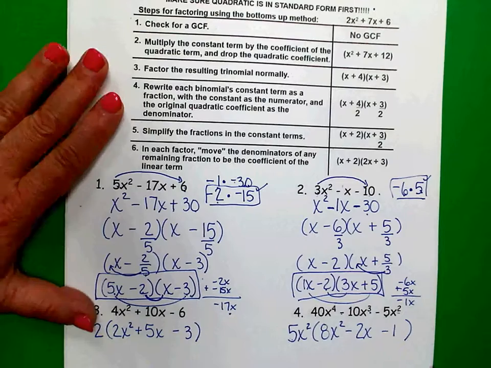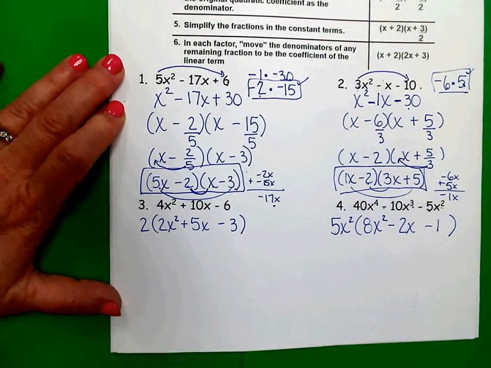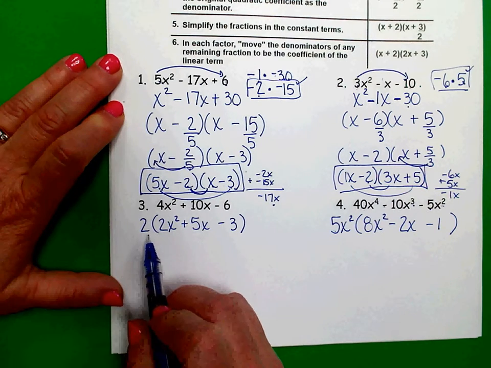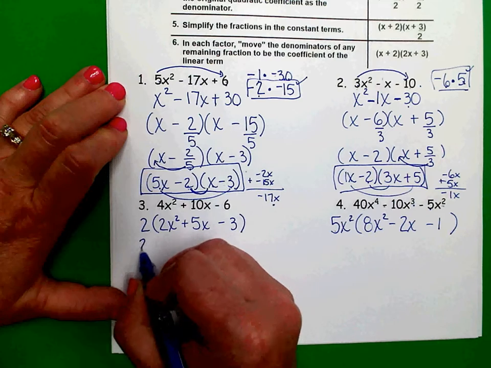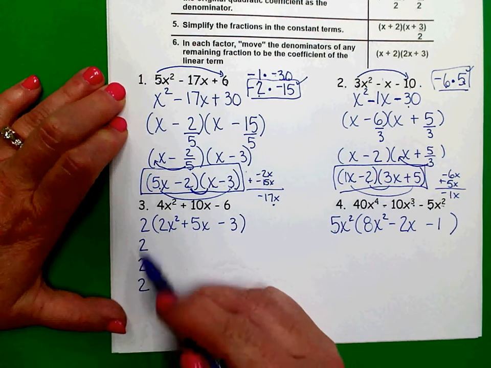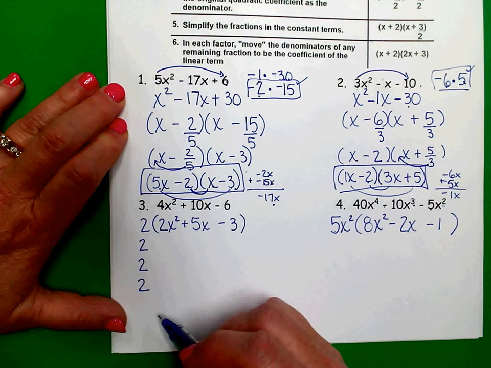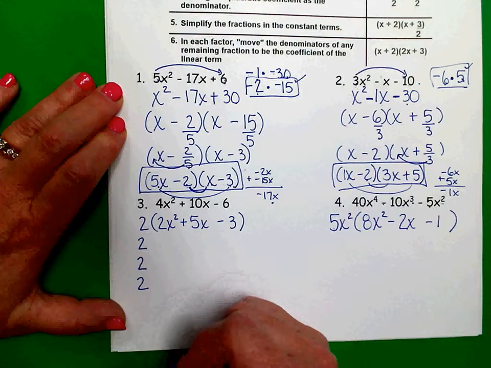Alright, we're going to factor number 3. Now on number 3, we took out this GCF of 2. We are not going to do anything else with it, but that's part of our answer, and it's going to stay. So just because a whole lot of you missed points on your test because you forgot to include your GCF that you took out, I'm going to go ahead and just write it down a few rows so that I don't forget about it.